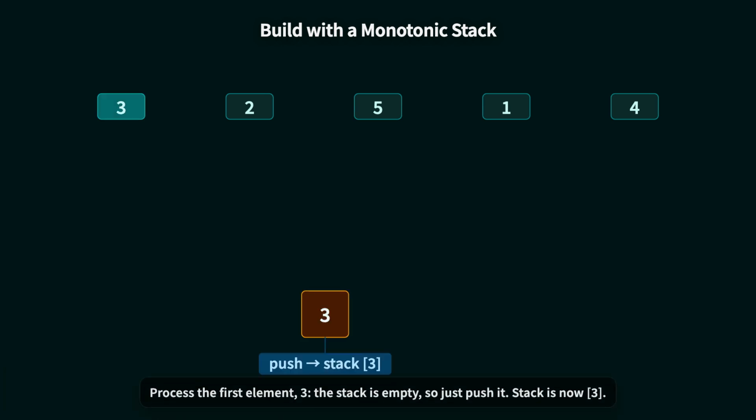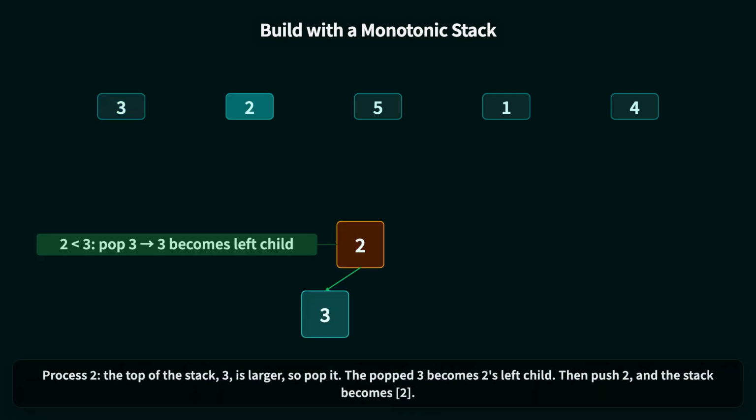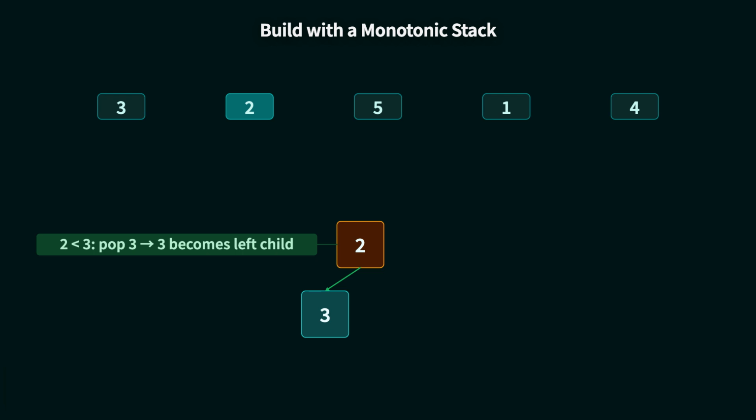Process the first element, 3. The stack is empty, so just push it. Stack is now 3. Process 2. The top of the stack, 3, is larger, so pop it. The popped 3 becomes 2's left child. Then push 2, and the stack becomes 2.